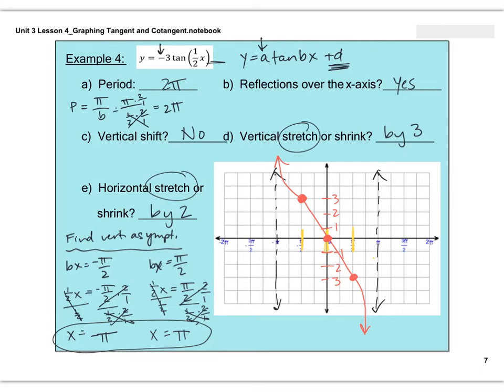So let's recap this a little bit. Normally tangent starts on the lower left and works its way up, but we had to reflect it. Instead of starting down here at negative 3, we had to start up above at positive 3. And we had to stretch it by 3, right? So instead of starting at 1, we started at 3.